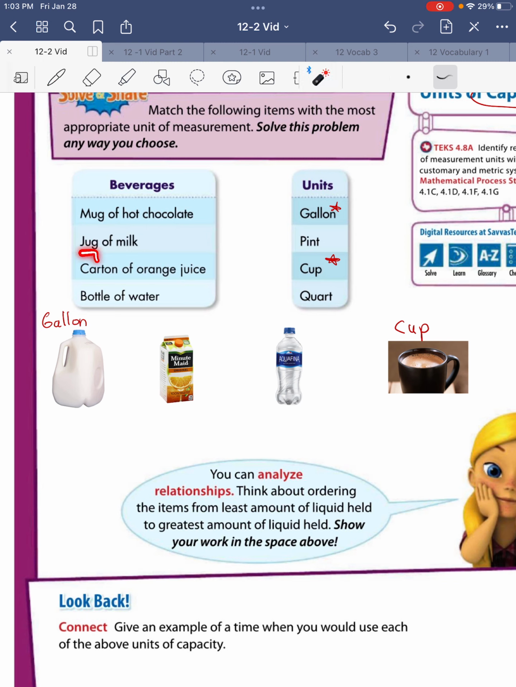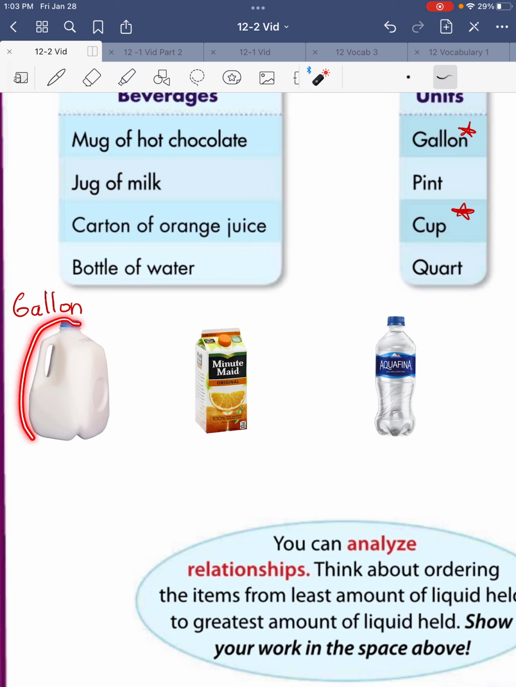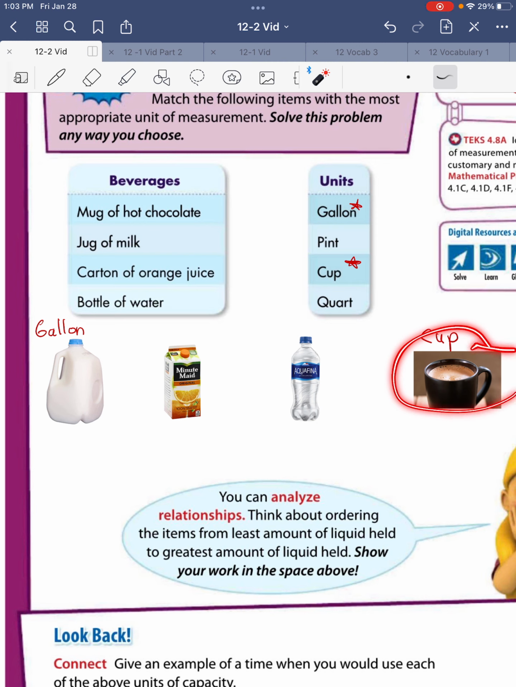Next one is a carton of orange juice. So we have it here, okay? A carton of orange juice is pretty much half of a gallon of milk, okay? So it's a little bit smaller than a gallon, but it's way more than a cup of chocolate milk, okay? So this carton, this would be a quart, okay? So up here, I'm going to put quart. Okay, I'm going to put a star on this one.